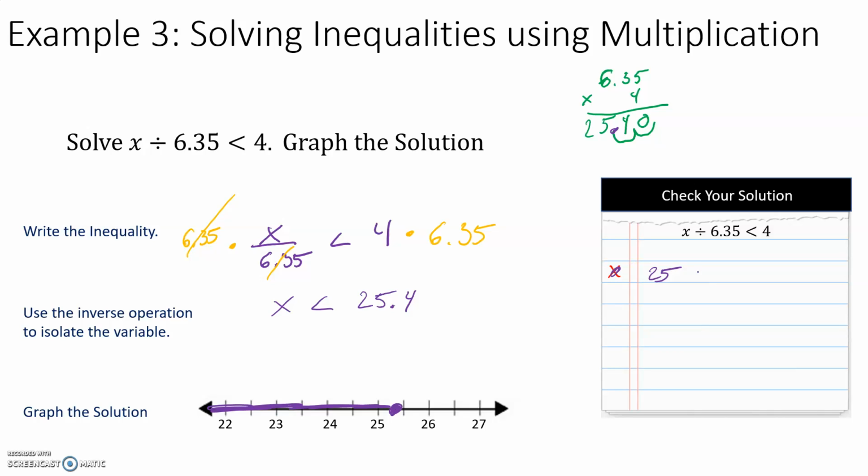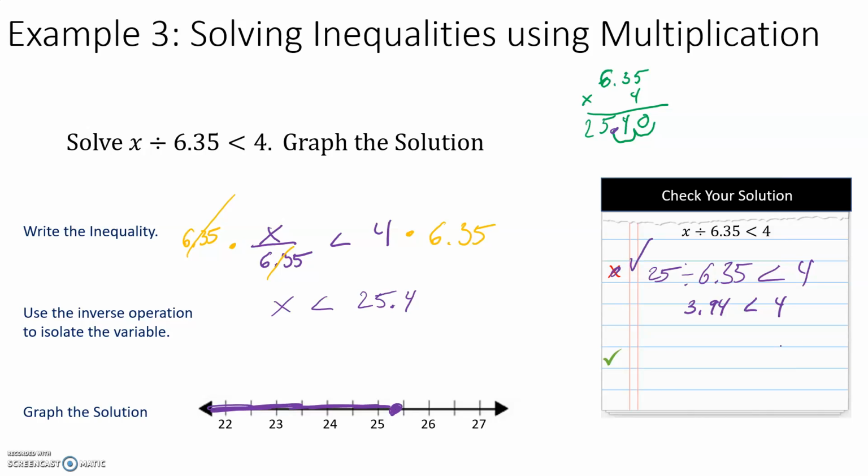So 25 divided by 6 and 35 hundredths less than 4. If I do 25 divided by 6.35, I'd get roughly 3 and 94 hundredths. And that is true because that is less than 4. So that is actually true.